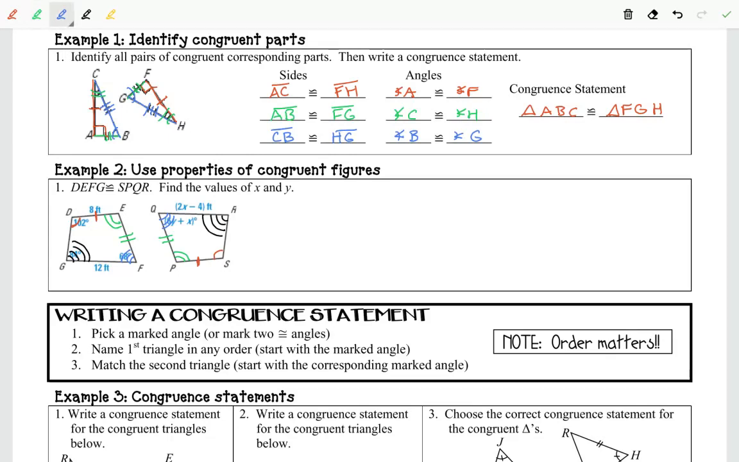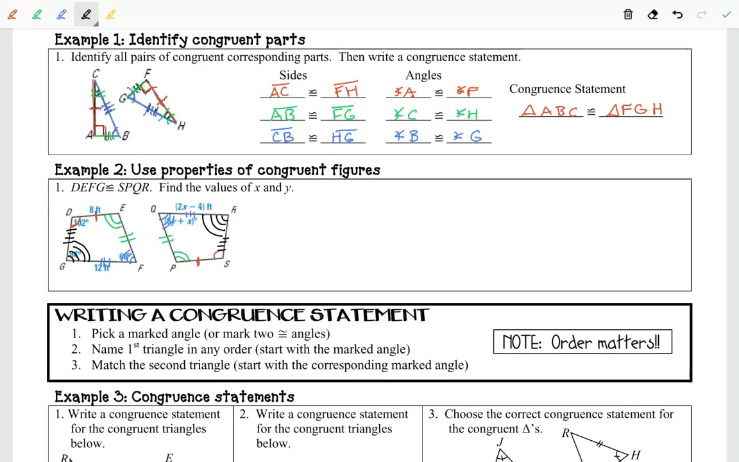Side FG is congruent to side QR. And side GD is congruent to side RS. So now that we know which angles correspond to which angles and which sides correspond to which sides, we can set up the appropriate equations.